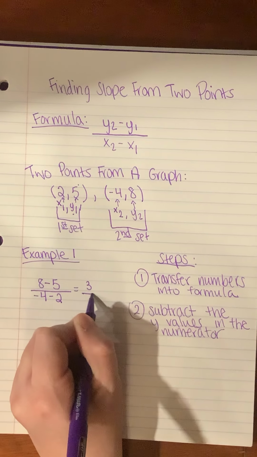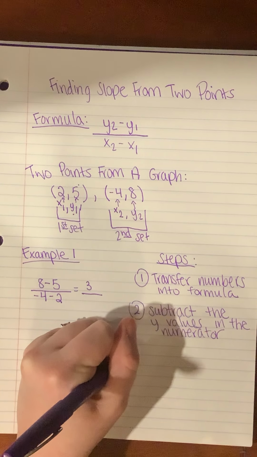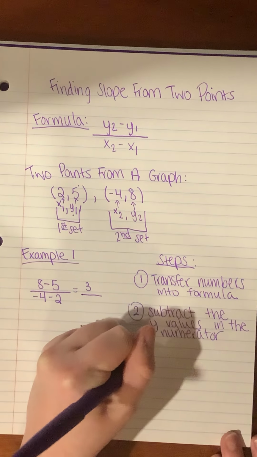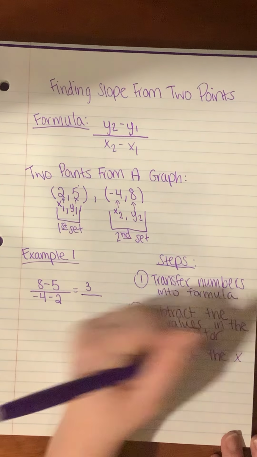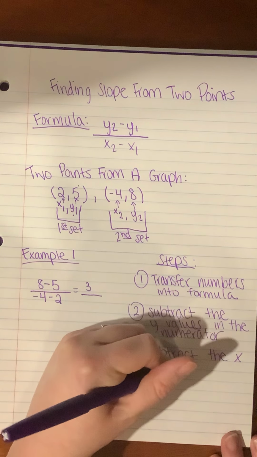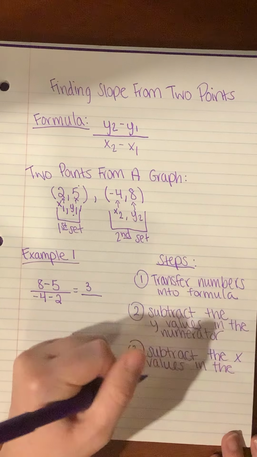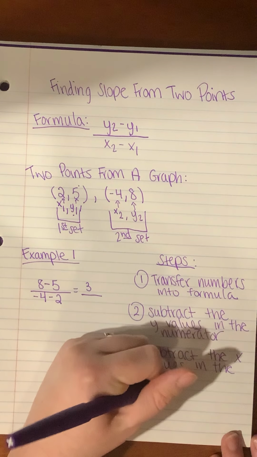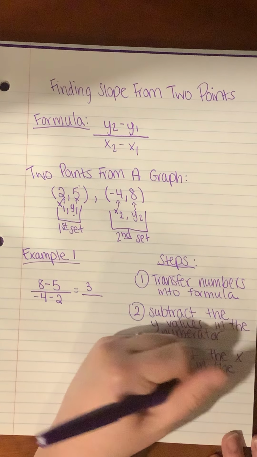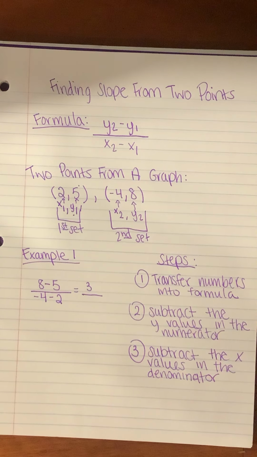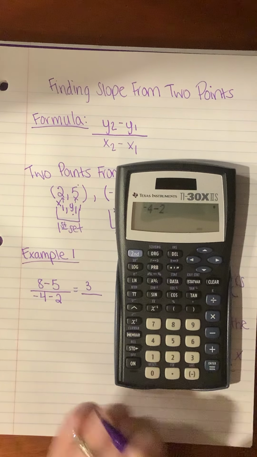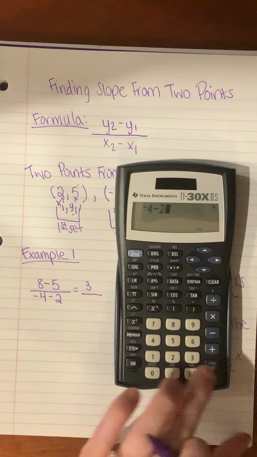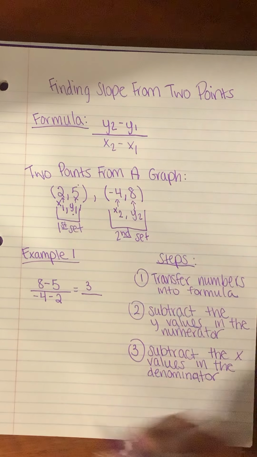I still have that fraction line. And now our third step is we are going to subtract the x values in the denominator. So in the denominator, I had -4 minus 2. Again, I'm going to pull my calculator out. -4 minus 2. And I'm writing it the same way it's written in your notes, equals -6.